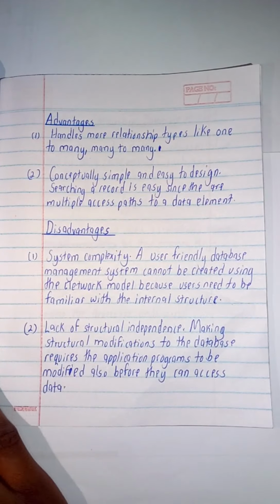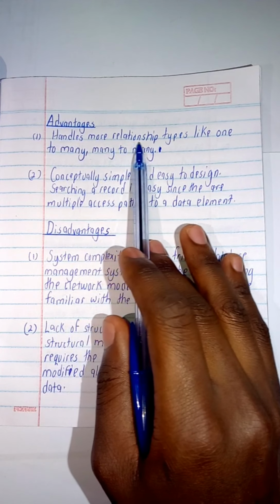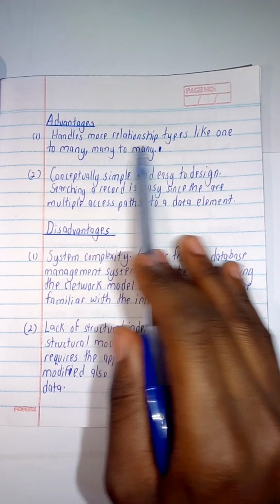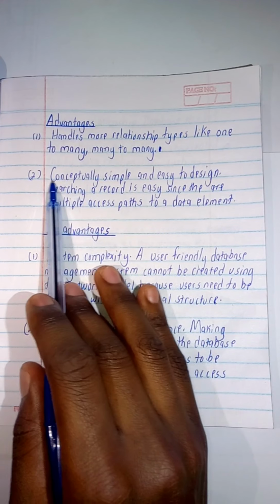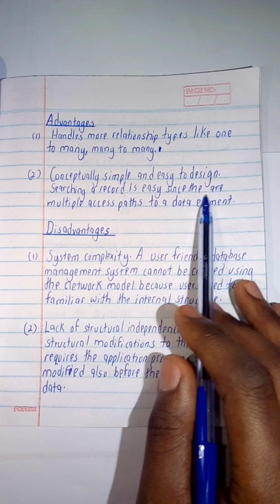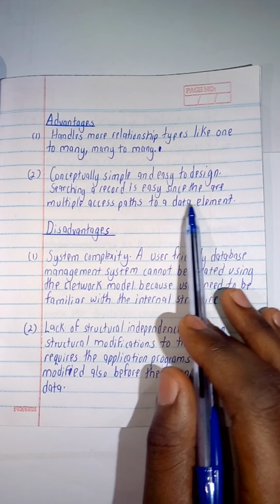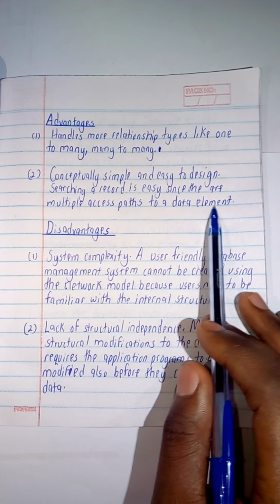Moving on to the advantages. It handles more relationship types, like one-to-many and many-to-many. It is conceptually simple and easy to design. Searching a record is easy since there are multiple access paths to a data element.